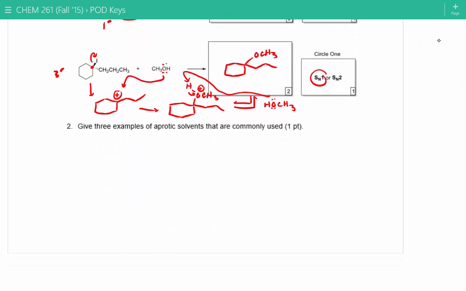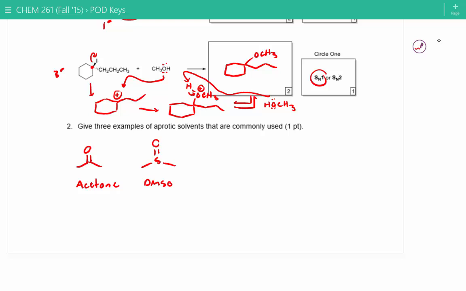All right, 3 examples of aprotic solvents. This was kind of freebie points. If you looked them up, you got credit. I don't like that students remember an alphabet soup of acronyms. I want you guys to know the bond line structures. So here's a couple of them that show up frequently. This is acetone. This is DMSO. That's dimethyl sulfoxide.